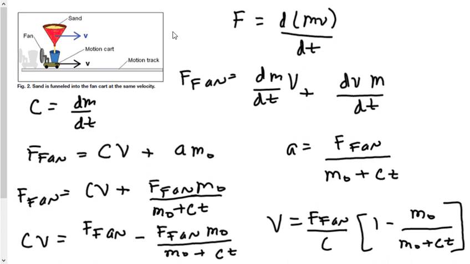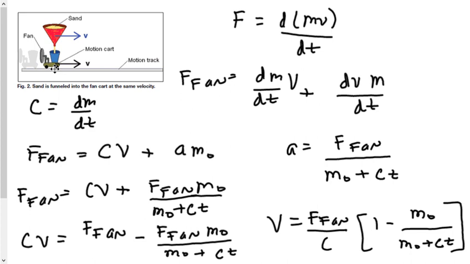Moving on to Physics C review number 4, we have another differential expression here. There is a cart being pulled to the right by a fan. The fan is pushing air this way, causing the cart to go to the right. At the same time, there is a funnel filled with sand that's moving at the same velocity at any given instant this way, and sand is being poured into a cup onto that cart.